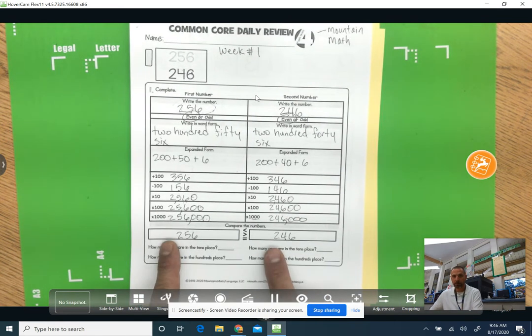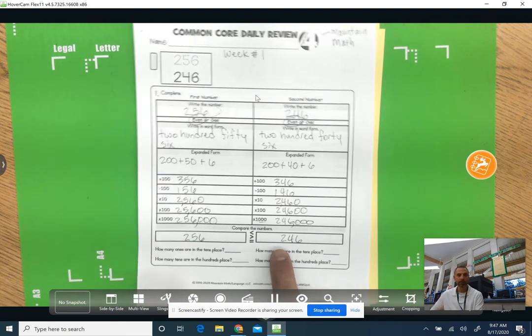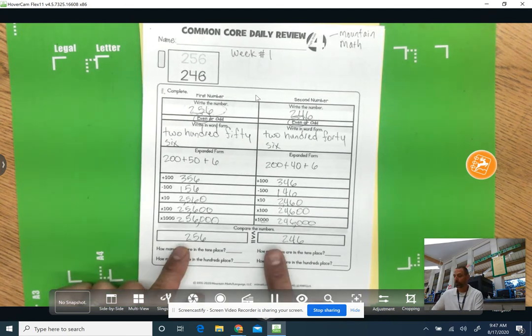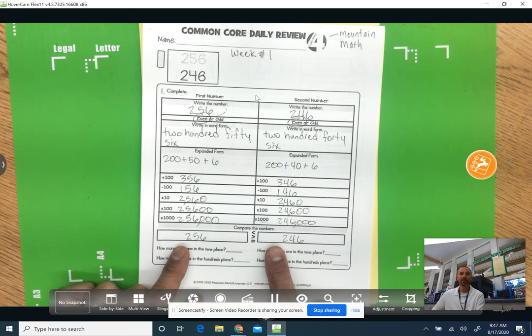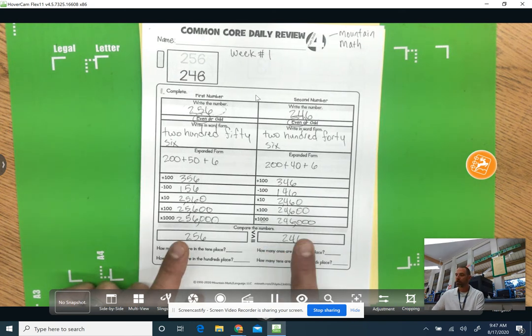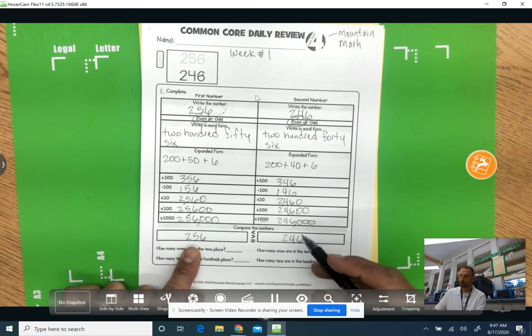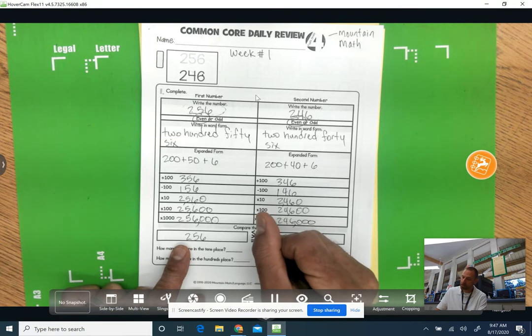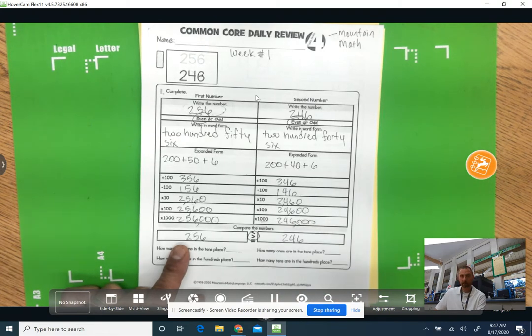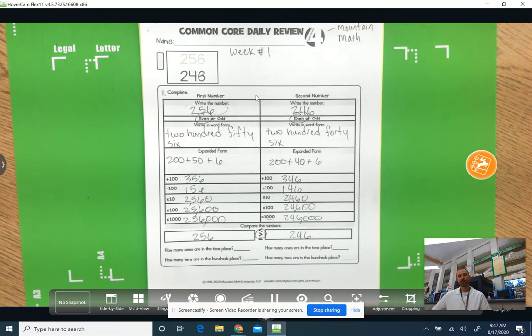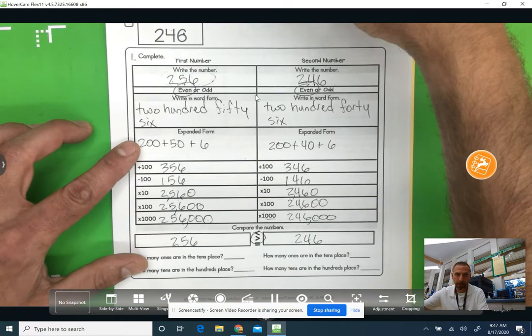The first thing you're going to want to do is figure out which place value position you are going to use. Are we going to use the hundreds? We can't. They both have a 2. Can we use the tens? Yes, we can. Which digit is larger? The 5 is larger than the 4. 256 is greater than 246.